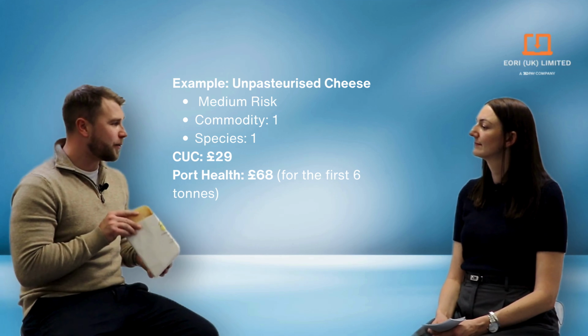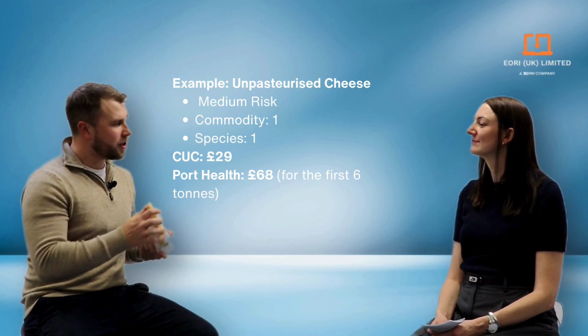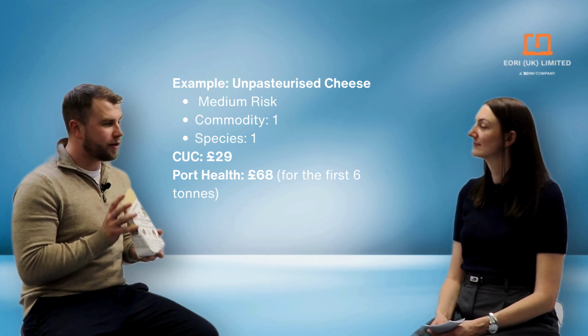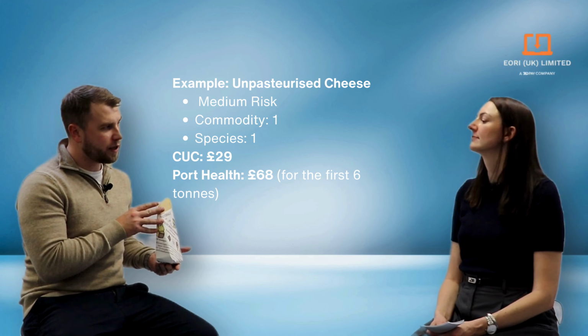£20. Yeah. Now we've got medium risk. Even though it is a bigger piece of cheese, that's not why the price has gone up. This is Pellegrino Formaggio. This is a medium risk import made with unpasteurised milk, 1 commodity, 1 species, £29 to the CUC and £68 to Ashford Port Health. Now that might seem excessive, but that is the price banding. It's under the first 6 tonne, so it will always be £68. So you're going to have a £20 fee on your low risk and almost a £100 fee on your medium risk imports. So quite expensive.